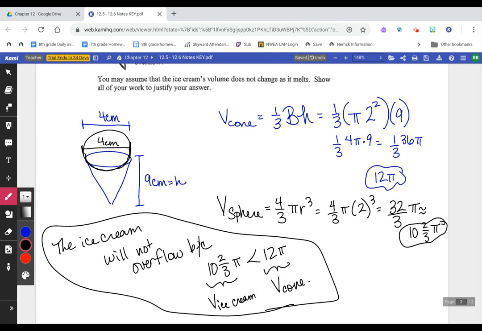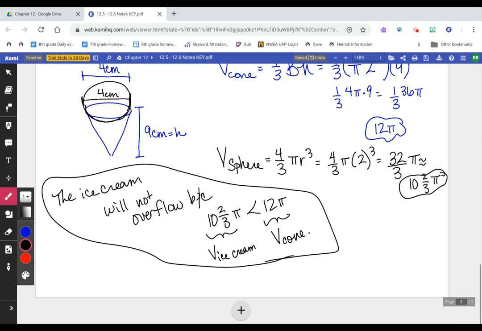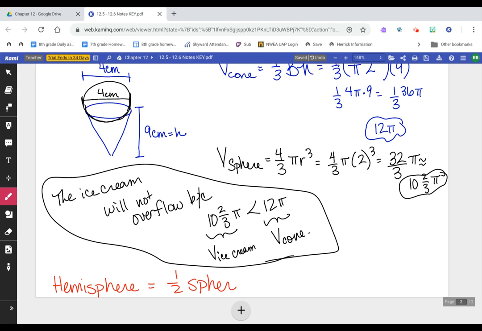So on your homework for the sphere section, just be careful because sometimes it'll be a hemisphere. So last thing to note for our notes, a hemisphere is just a half of a sphere. So your volume is going to be half 4/3 pi r cubed, or you can think of it as 4/6 pi r cubed for the hemisphere. This concludes your notes for today.